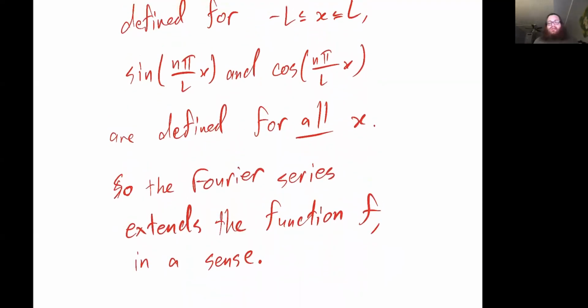So in some sense, you might say that this Fourier series gives a sort of extension of this function f to the entire real line. Sometimes we care about the fact that it's an extension to the whole real line. Sometimes we don't. Sometimes we really just care about the interval negative L to L. But just something to keep in mind, working with these functions, we extend the domain of x that we're allowed to plug in.